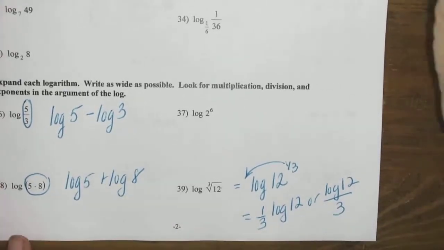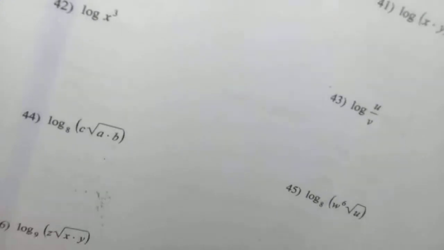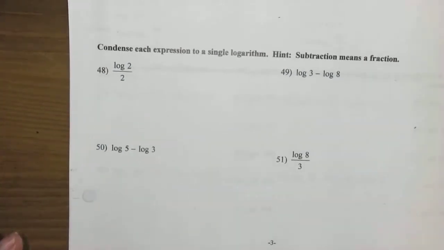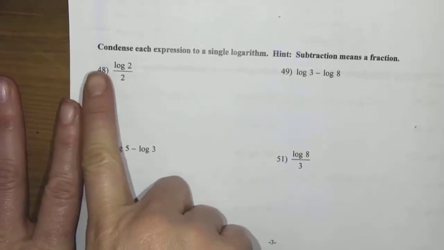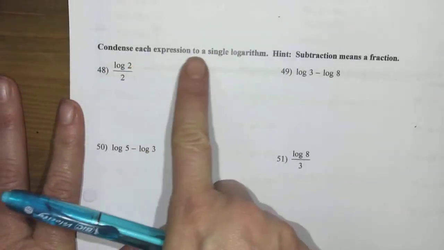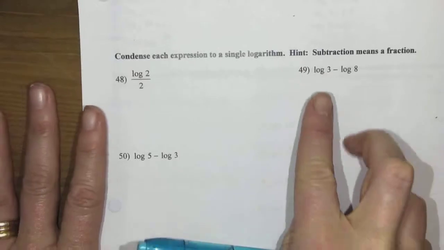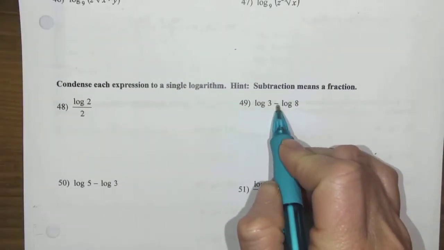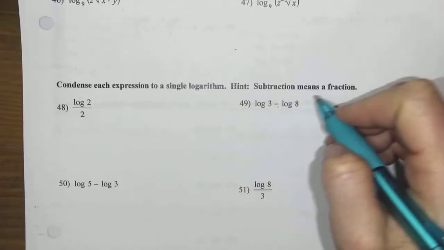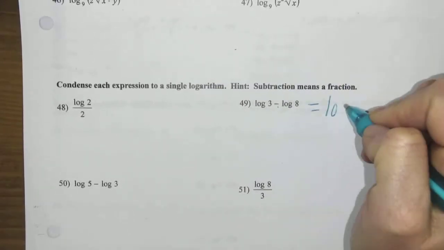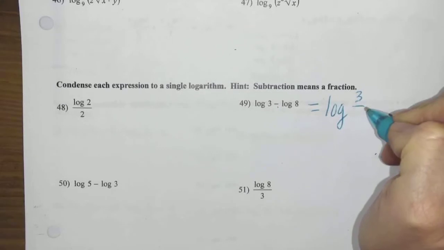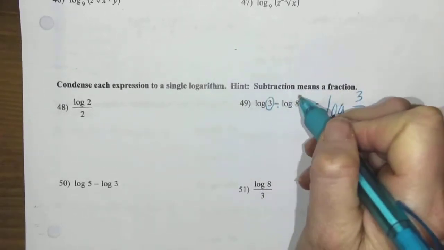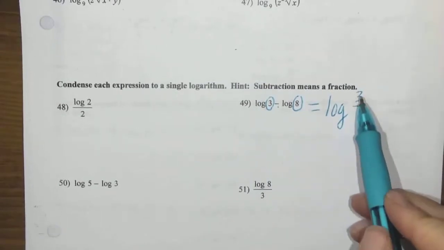So the next section we're going to do would be from 48 on. In this section it says condense each expression to a single log. Well, this one right here is a good one to go over. This has subtraction, so that means subtraction means a fraction, so that's the log of 3/8. So if you have subtraction, you can take the arguments and write it as a fraction.